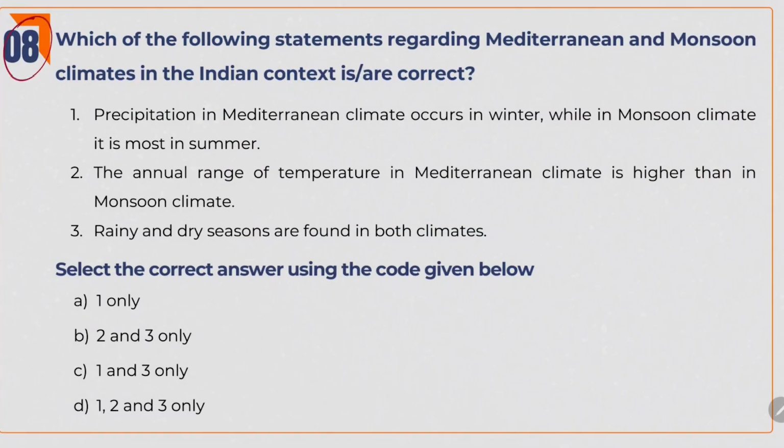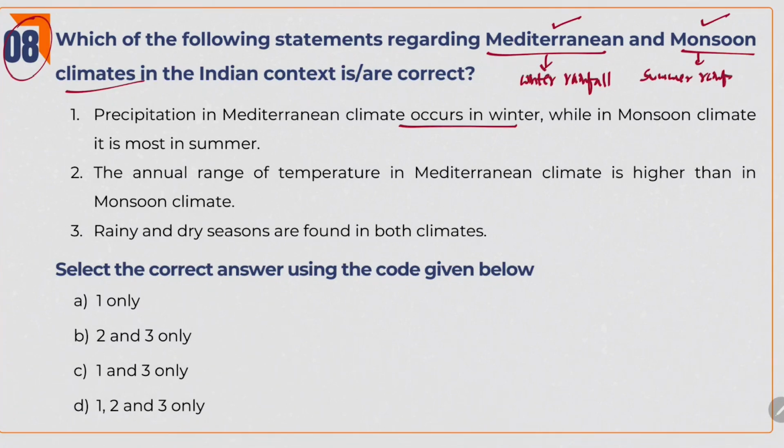Next one. Which of the following statements regarding Mediterranean and monsoon climates in Indian context are correct? Here they are comparing Mediterranean climate and monsoon climate. First option is precipitation in Mediterranean climate occurs in winter, while in monsoon climate it is mostly in summer. Yes, we have seen that Mediterranean climate experiences winter rainfall. In monsoon areas, here we experience summer rainfall. That's what they are explaining in first option. So it is right.